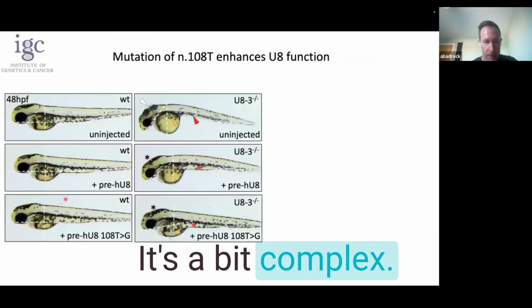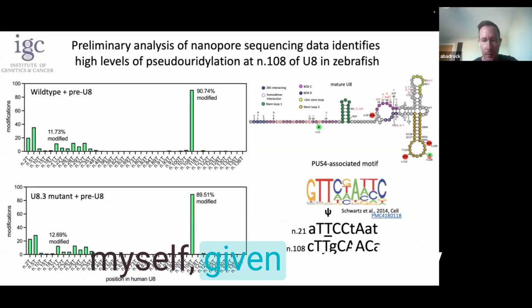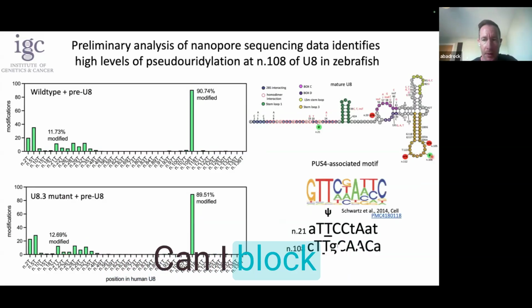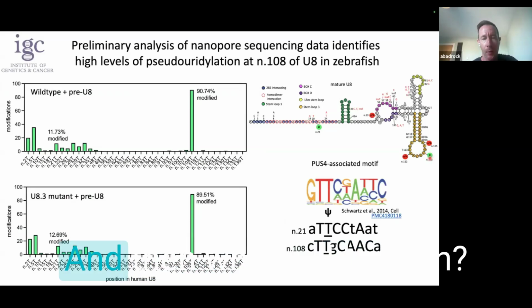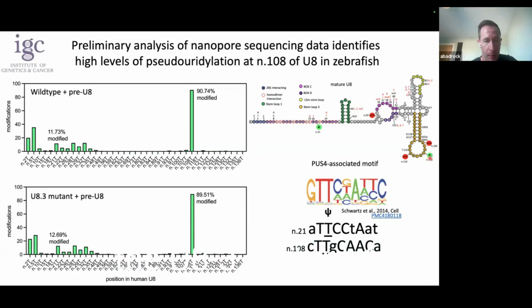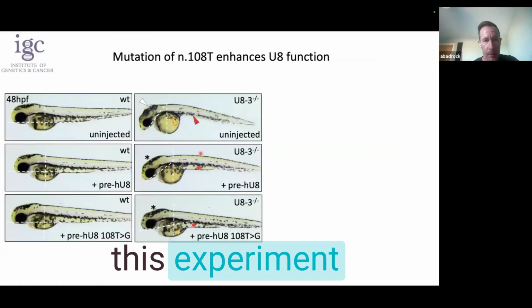It's a bit complex. But what I wanted to do then was ask myself, given my zebrafish model, can I encode a mutation here? Can I block this pseudouridylation? And then what will happen to the ability of U8 to rescue the U8-3 mutant? And so that's shown in this experiment here.